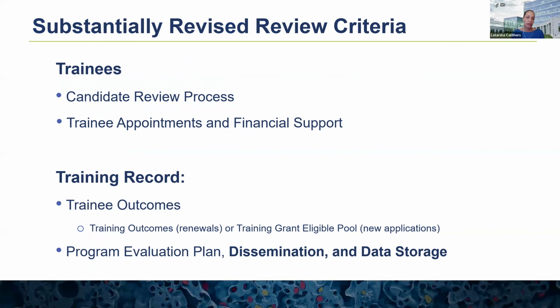Okay, so the trainees section has been revised. There used to be 3 sections. It was the application process, funded positions, and retention and support. And now it's been condensed down to 2 sections. So just the candidate review process and trainee appointments and financial support. And then for the training record, the biggest change is that it used to be just the training outcomes and program evaluation plan, but now we've added in questions on dissemination and data storage here. So next slide, please.